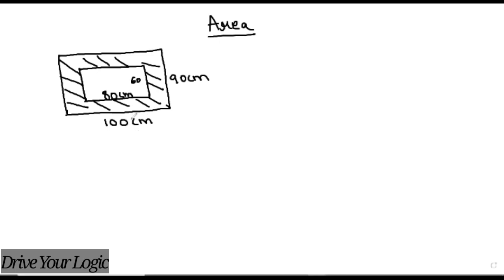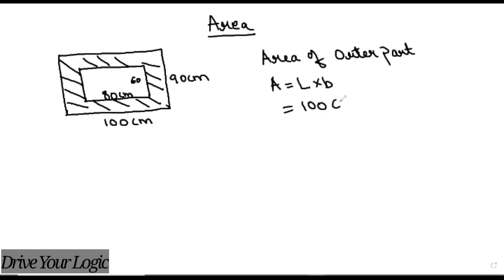First what we will do, we will find out the area of the outer rectangle, or you can say the big rectangle. So area of the outer rectangle is how much? Area formula is what? Area equals to length into breadth. Clear? So 100 centimeter into 90 centimeter, which is equals to how much? 9,000 centimeters square. Don't forget to give centimeter square.